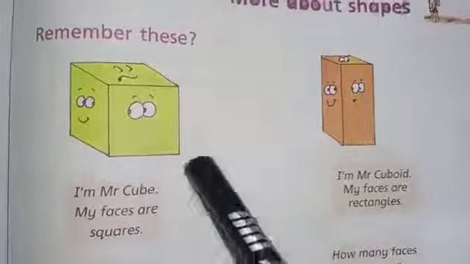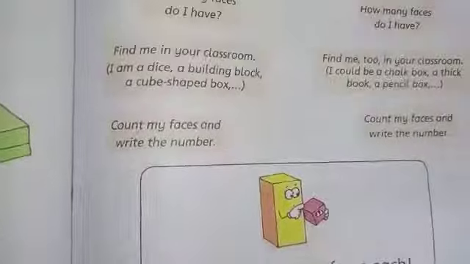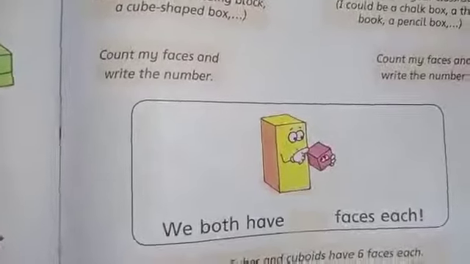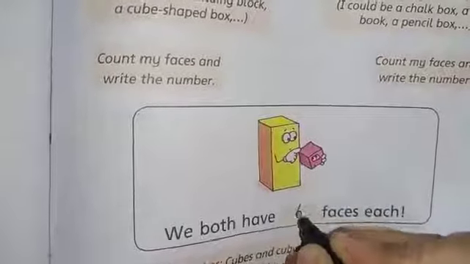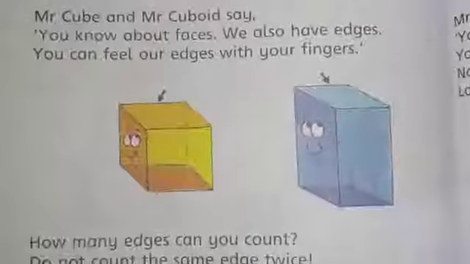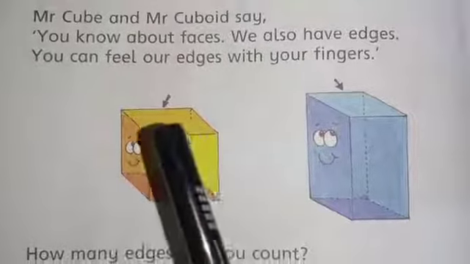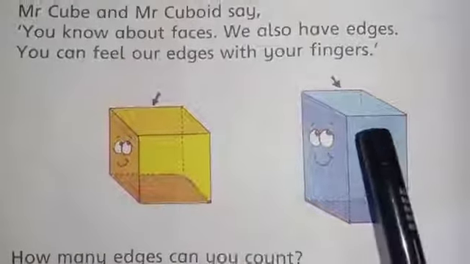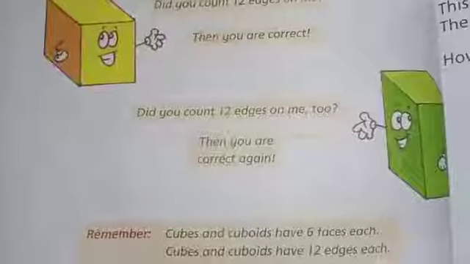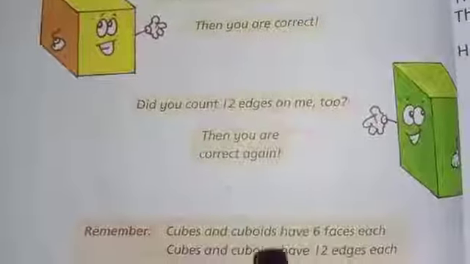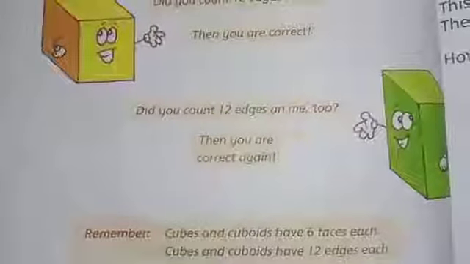Same like cube, cuboid also has 6 faces. Now look at this. We both have 6 faces each. How many faces? 6 faces. Now look at the edges of cube and cuboid. It has 12 edges and cuboid also has 12 edges. So cube and cuboids have 6 faces and 12 edges each.